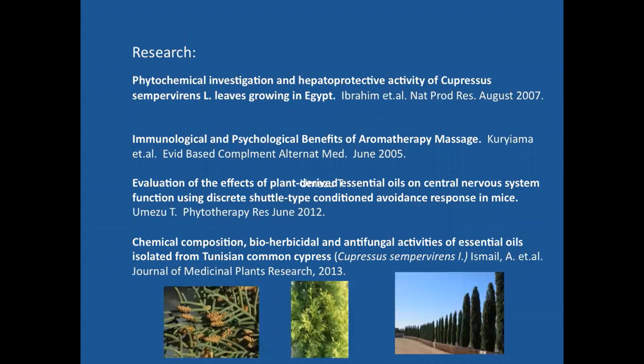So, some research around it. Back in 2007 in the National Proceedings Journal, there was a phytochemical investigation of hepatoprotective activity of the cypress that were grown in Egypt. Hepatoprotective is your liver protection. Another one in Evidence-Based Complementary and Alternative Medicine in June of 2005: immunological and psychological benefits of aromatherapy massage. And then an evaluation of the effects of plant-based essential oils on the central nervous system function using discrete shuttle-type conditioned avoidance response in mice. So this is looking at an animal model, but looking at CNS or central nervous system functions.